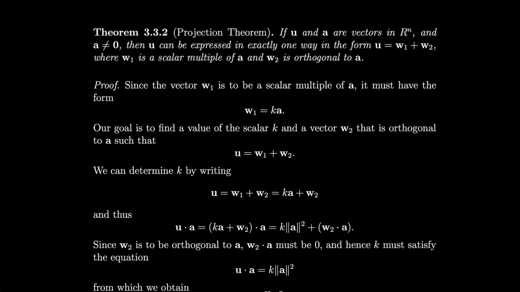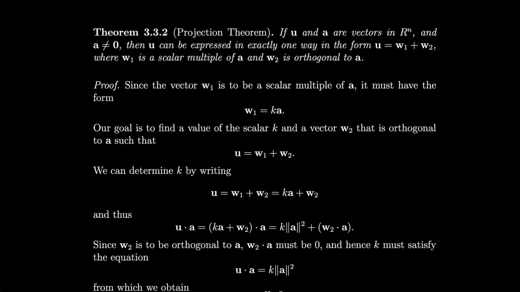So since the vector w1 is to be a scalar multiple of a, it must have the form w1 equals k times a for some constant k. So our goal is to find a value of the scalar k and another vector w2 that is orthogonal to a, so that when we write w1 plus w2, it actually equals u. We can determine k by writing u equals w1 plus w2 equals ka plus w2. We'll just replace w1 with ka.